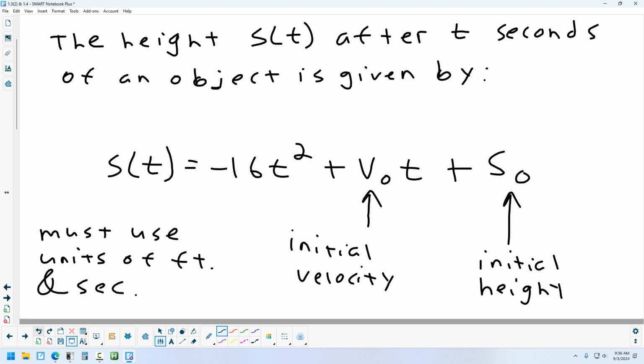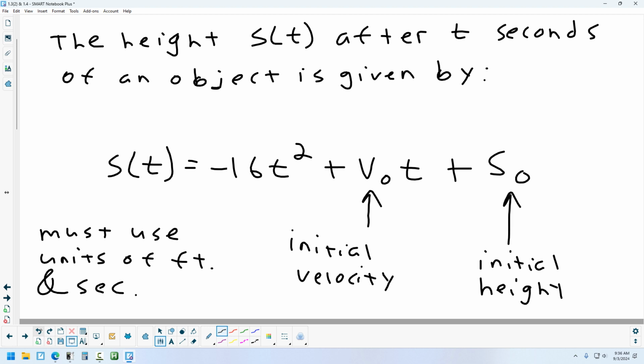Couple variables in there. T is time. V sub 0 is the initial velocity. So it's basically when you take the object and you throw it, how fast is it going the second it's released from your hand. S sub 0 is an initial height.